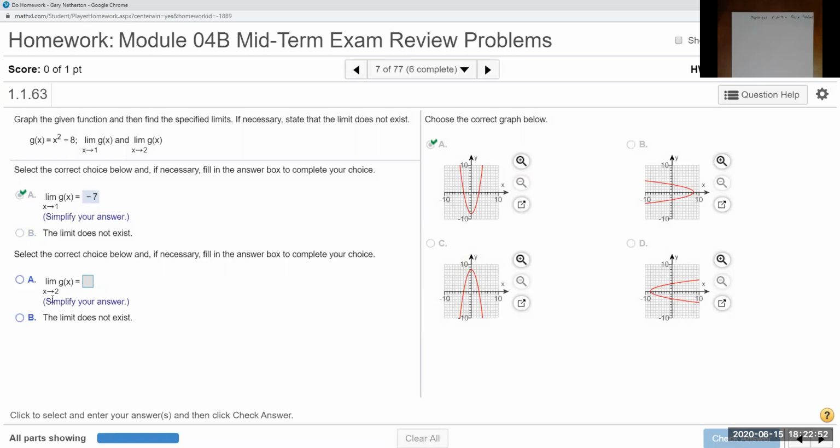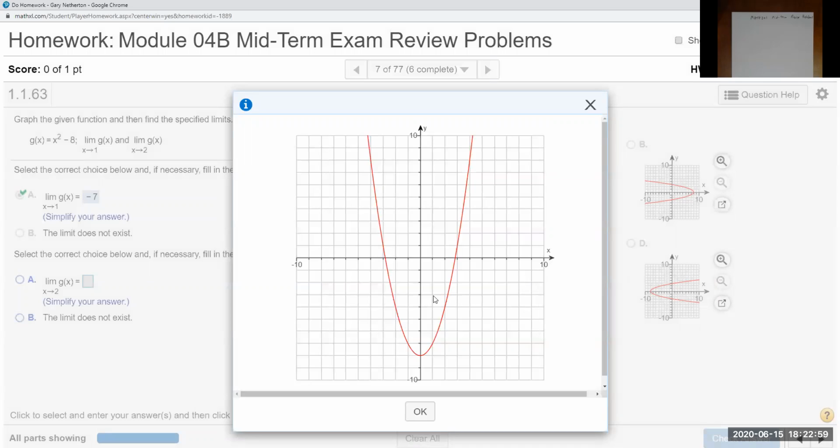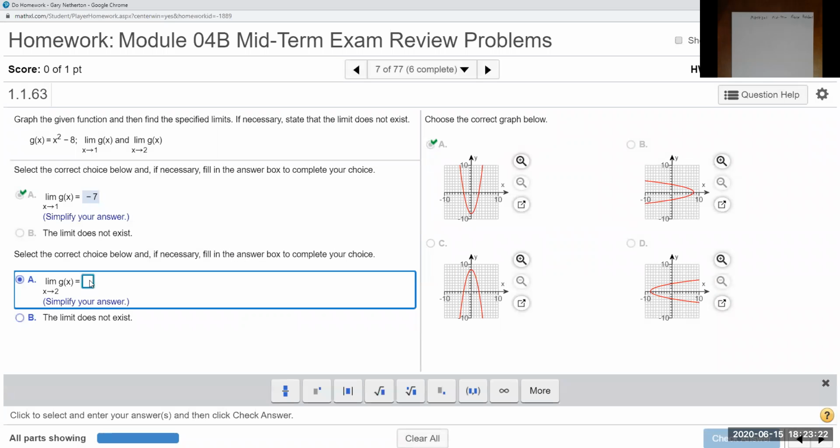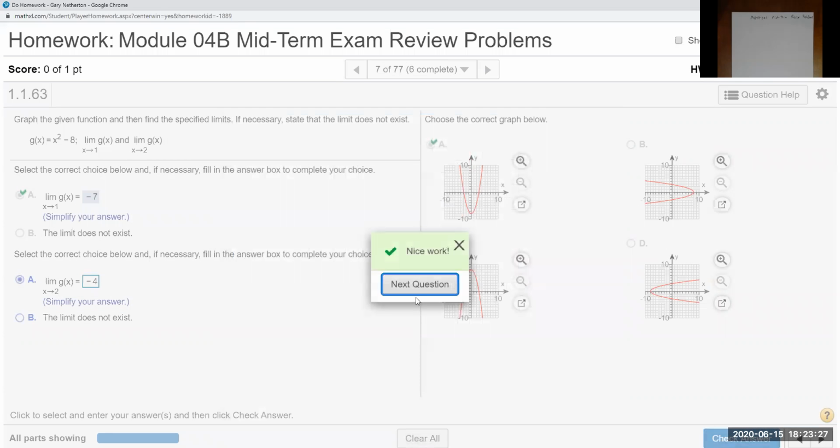Now they're saying, what's the limit as x approaches 2? So once again, let's go look at our graph. Let's go to find x equals 2. X equals 2 is right here. Now for a limit, I have to approach it from the left and the right. So from the left, looks like it's going to be, I think this is -1, 2, 3, 4, -4. If I approach it from the right, it's also -4. Hopefully that's correct.